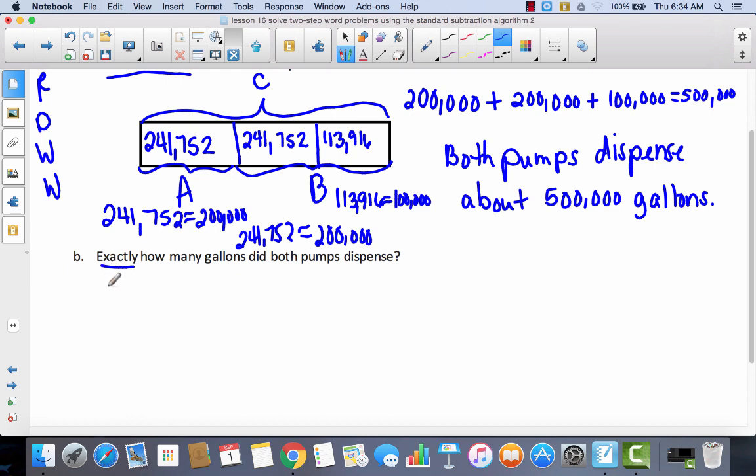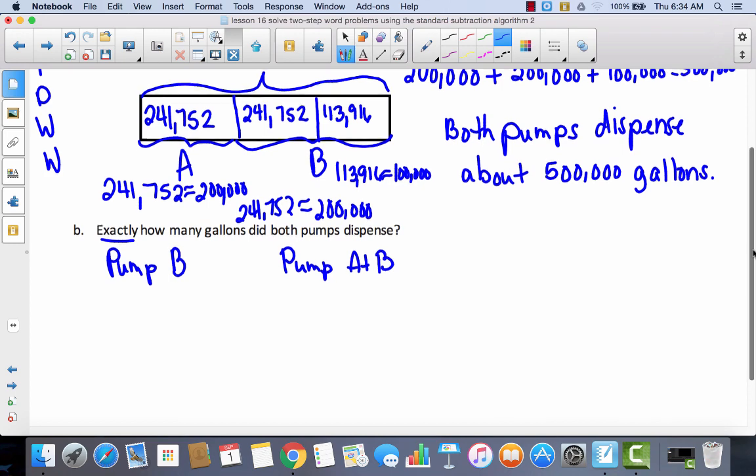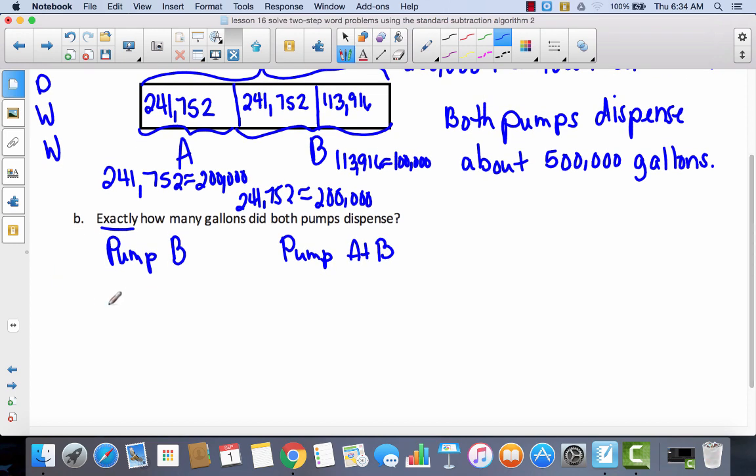So I'm going to turn this into a two-step problem. It was easy for me to add all three of these numbers together when I was estimating because I had lots of zeros. This time I'm going to find the value of pump B, or how many gallons pump B pumped by itself, and then I'm going to add that to pump A, okay? So I'm going to kind of do it like this, pump A plus pump B. So let's start by finding out exactly how many gallons pump B can dispense.